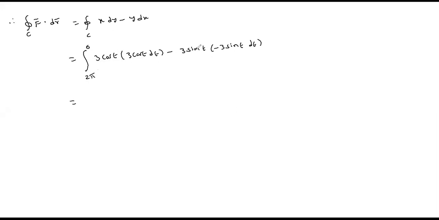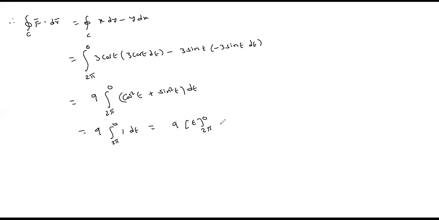So this is 3 3s are 9, 3 3s are 9, minus into minus is plus. So I can take 9 common: 9 times the integral from 2 pi to 0 of cos square t plus sin square t dt. So this is 9 times the integral from 2 pi to 0 of 1 dt. So this is 9t from 2 pi to 0, which is 9 times 0 minus 2 pi. What is the answer you got? Minus 18 pi.